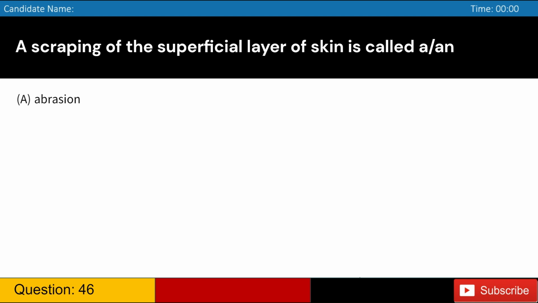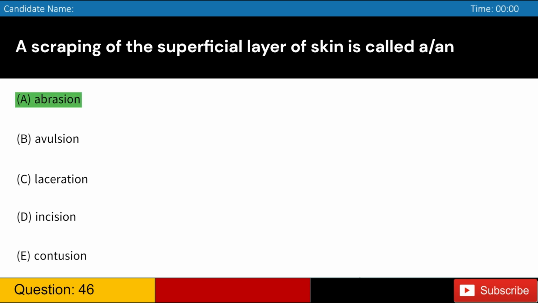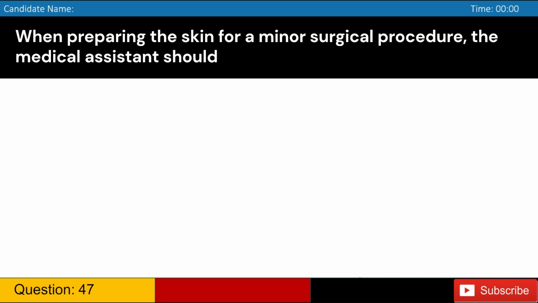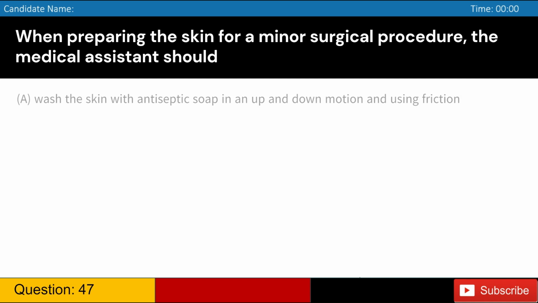A. Abrasion. B. Avulsion. C. Laceration. D. Incision. E. Contusion. Answer A. Abrasion. When preparing the skin for a minor surgical procedure, the medical assistant should: A. Wash the skin with antiseptic soap in an up and down motion and using friction.